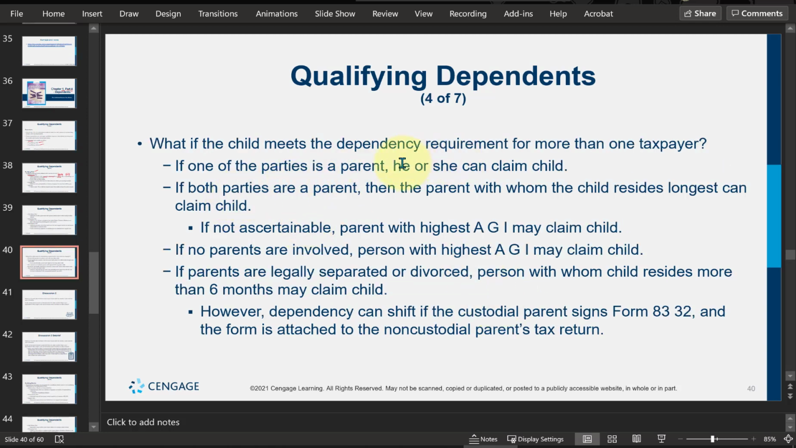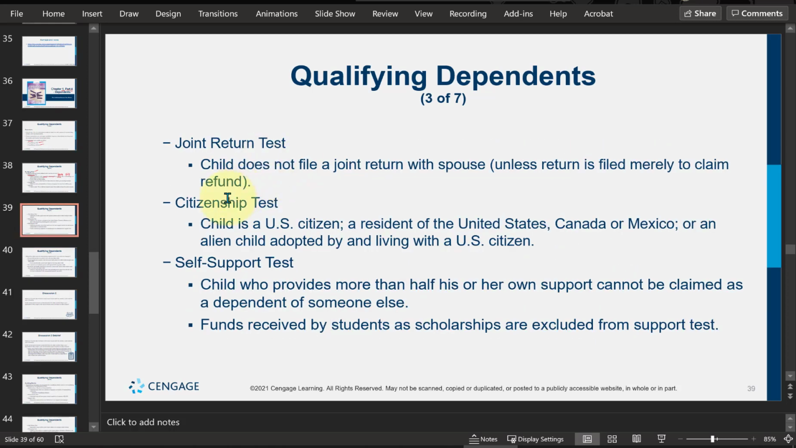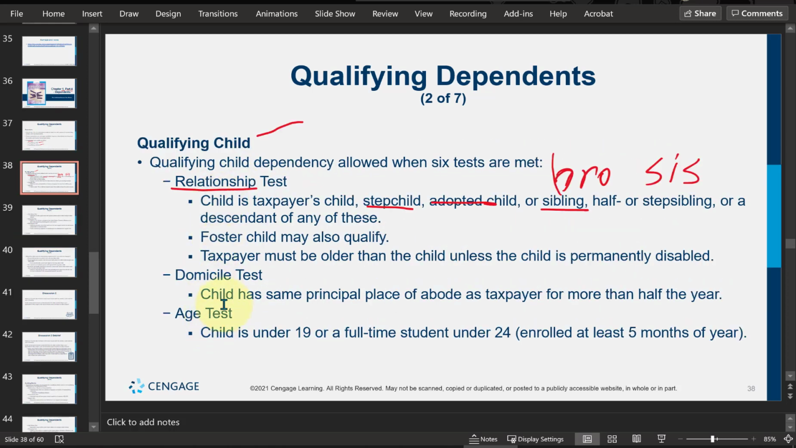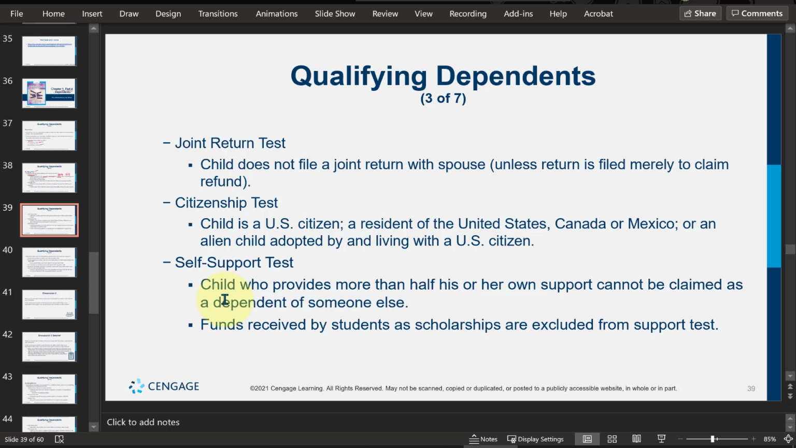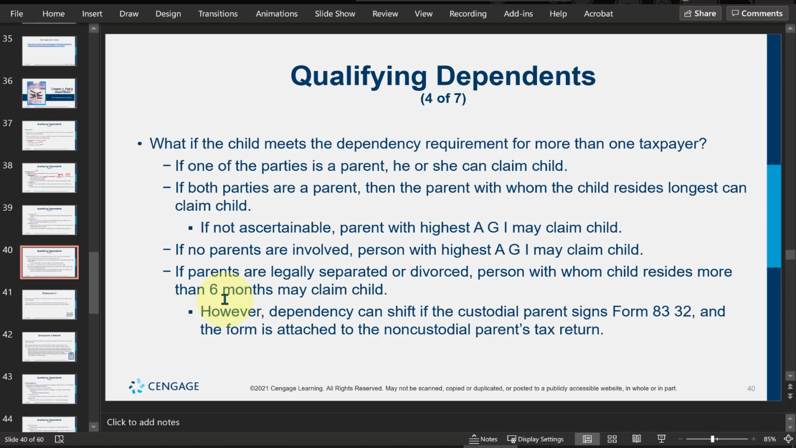Let's see. Here it mentions if the child meets the qualifications to be claimed as a dependent for more than one person. If you have more than one person meeting all of these tests we've seen in the previous slides, then the taxpayers can agree among themselves who will claim the child. But if they cannot agree, then there's a tie-breaking test. If only one of the people trying to claim the child as a dependent is a parent, then the parent is going to be able to claim the child. Yeah, and the one that's not a parent cannot claim them.